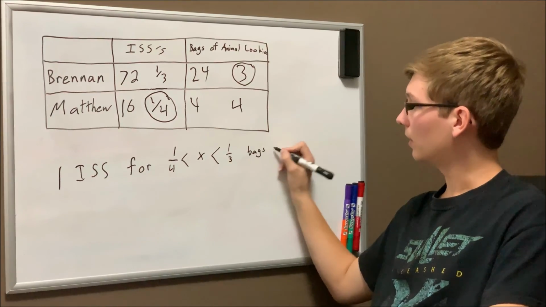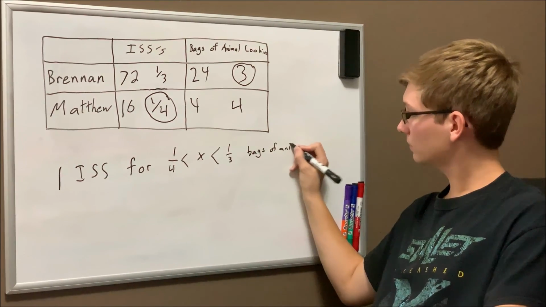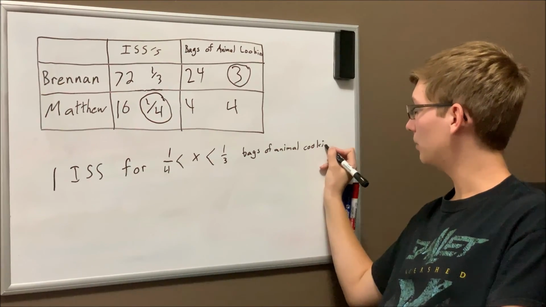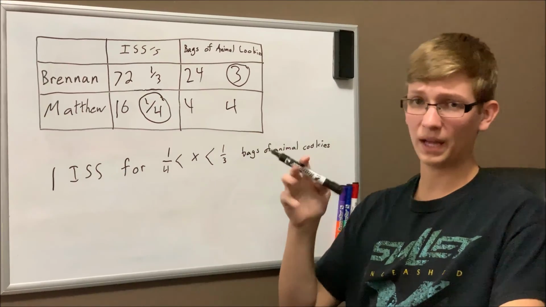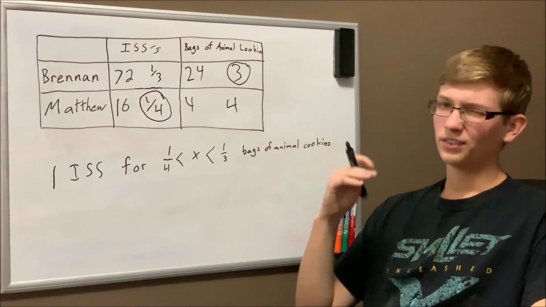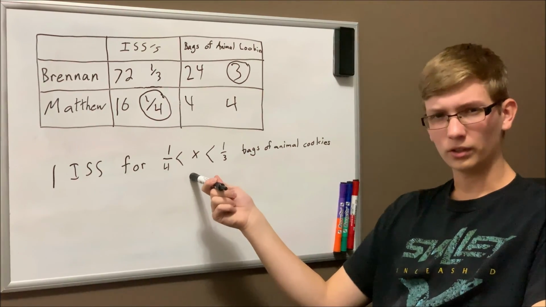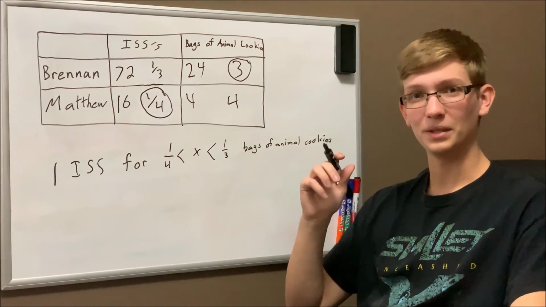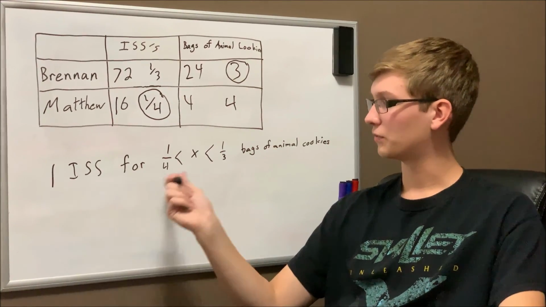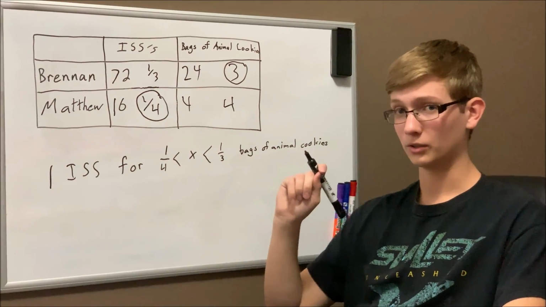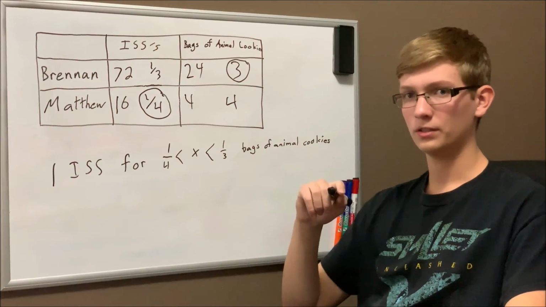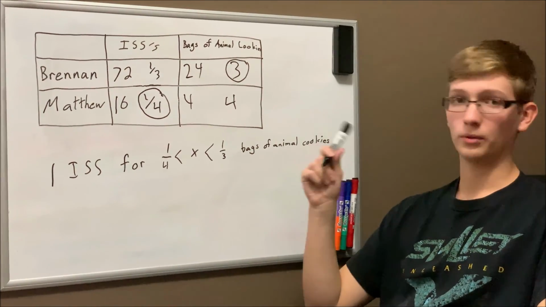So, bags of animal cookies. Right, and so, for example, an acceptable trade would be, let's say there's 24 cookies in a bag. Well, that'd be between 6 and 8 cookies. So, not 6 cookies and not 8 cookies, let's just say 7 cookies. So in this case, 7 cookies would be an acceptable trade. So 1 ISS for 7 whole cookies. Those are some pretty good cookies. And that, in a nutshell, is comparative advantage and absolute advantage for an output problem.